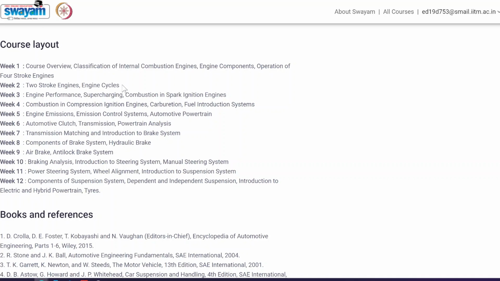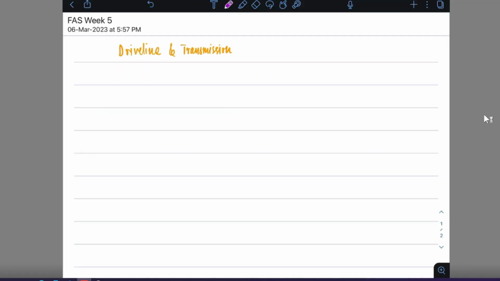As there is a lag in these sessions, today we'll be discussing driveline and transmission, which corresponds to the syllabus of week 6 and a little bit of week 7, so that we are on pace with the NPTEL weeks. So let me switch to pen and paper. Today will be a tutorial session where we will be solving some more problems.